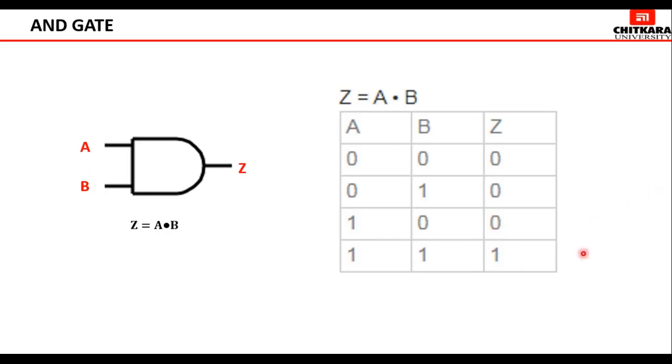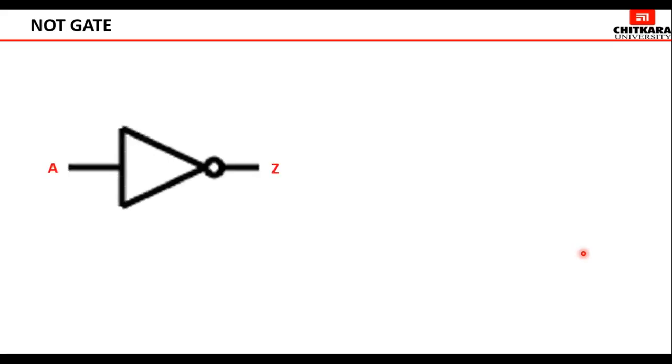Okay. After this, we move on to the third basic gate, that is the NOT gate. What happens in a NOT gate? Look at the circuit diagram. In the circuit diagram of the NOT gate, there is only one input variable and the output is also one, right? In AND and OR, there were two inputs. Now in NOT gate, there is only one input.